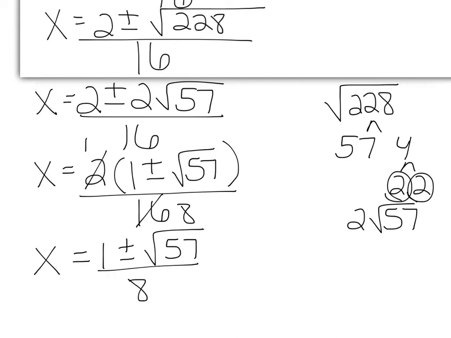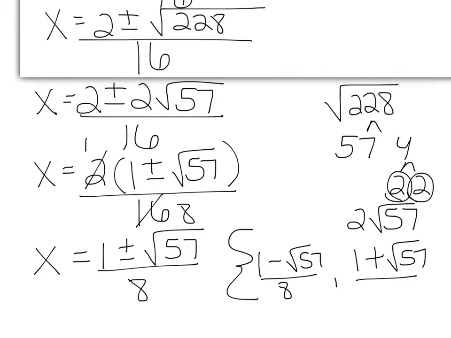So your two answers are 1 minus the square root of 57 over 8 and 1 plus the square root of 57 over 8. Okay?